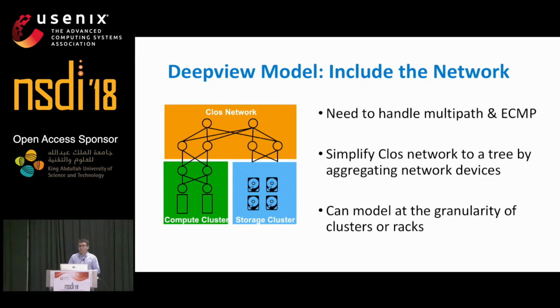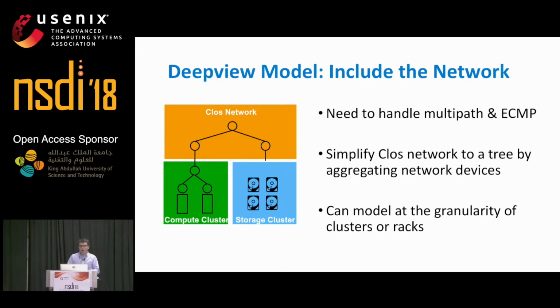So we want to generalize the bipartite model to include the network. At a high level, we're basically replacing the bipartite edge with a network path from compute to storage. However, we immediately run into a complication because there are multiple paths, and the use of ECMP obfuscates which path is being used for any particular VHD request. So our solution is to simplify the cross network to a tree so that there's a single unique path from compute to storage. We also note here that we can model at different granularities, whether at the level of clusters or racks, and the models can be generated easily.